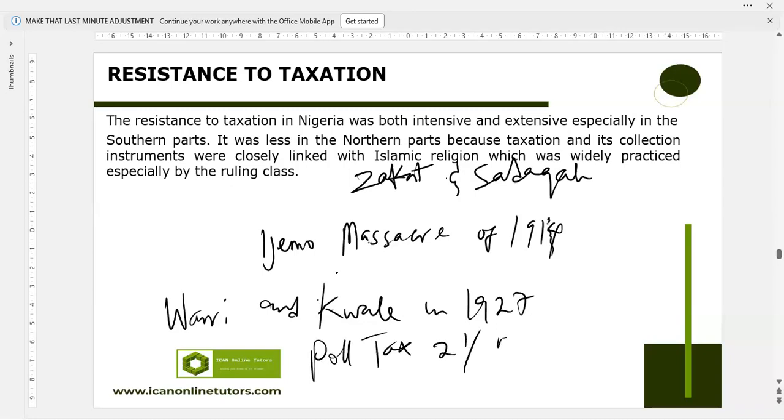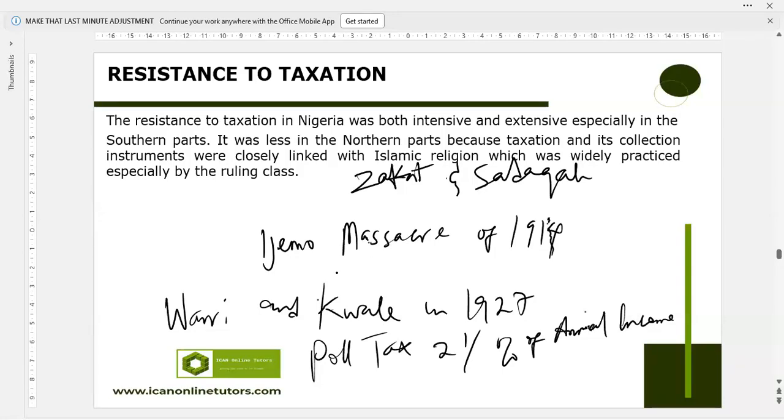When the poll tax assessment of 2.5% was introduced, they called it poll tax. So it is 2.5% of annual income, started in areas of the western provinces that were not previously captured in the tax net. Also in 1929, there were serious and widespread tax riots by women in Aba and Owerri divisions of the eastern provinces.